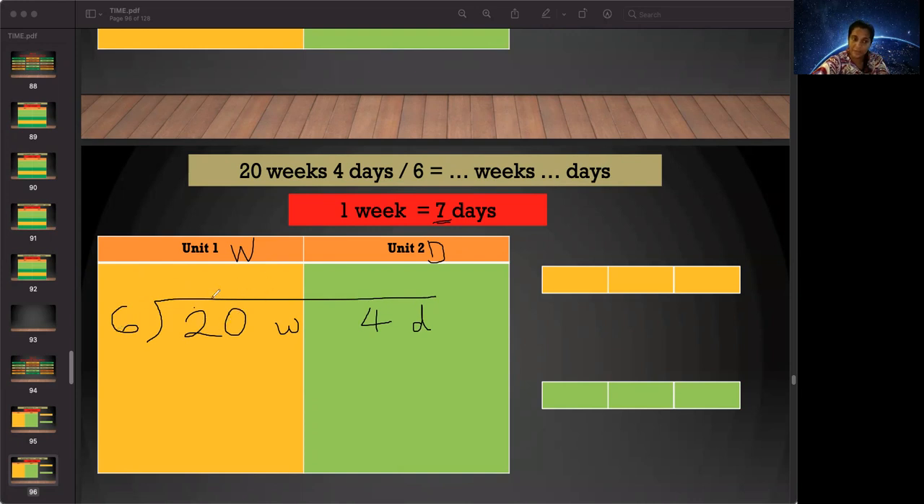So let's do the standard written method for division. So 20 divided by 6, how many 6s are there in 20? Your answer would be 3. And you would do a multiplication. 6 times 3 is 18. So you subtract and you will get a remainder of 2 weeks.